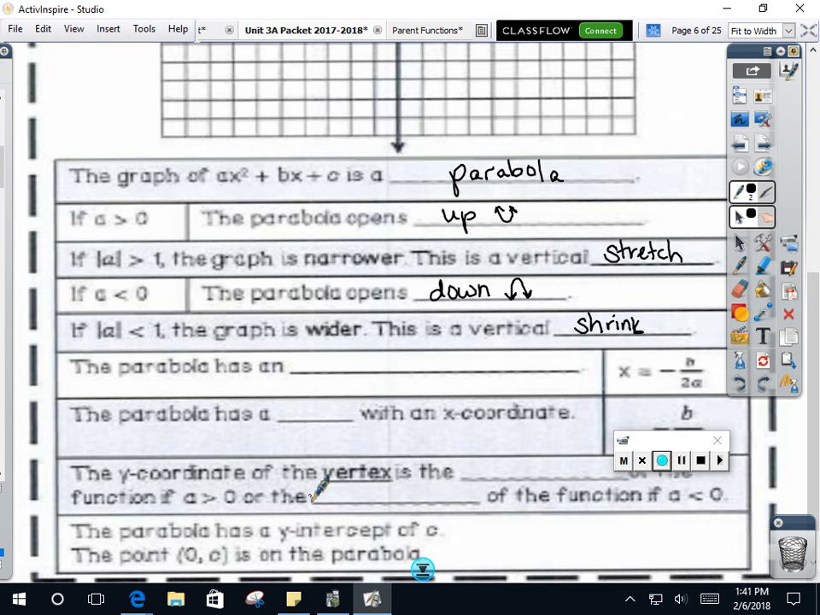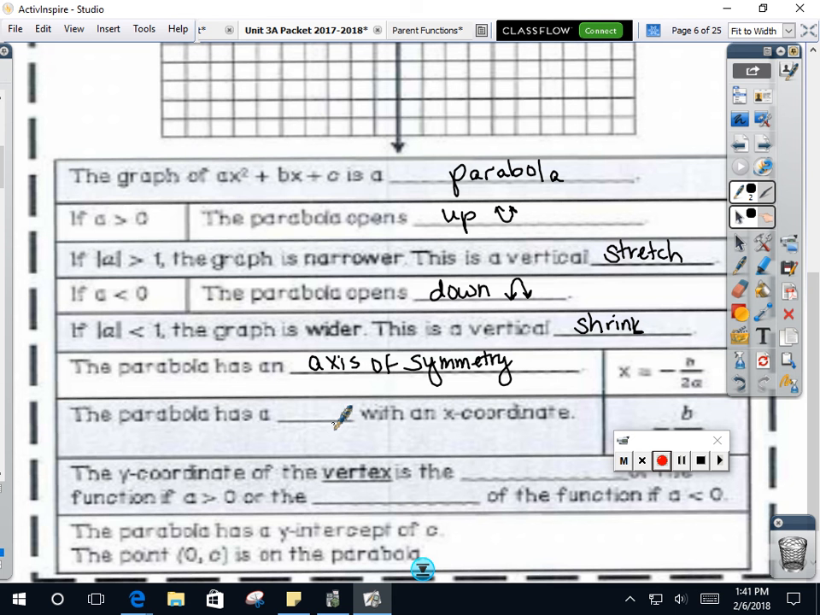The parabola has an axis of symmetry, which is just the line that cuts the parabola in half straight down its vertex. And there is an equation for that, but we're not going to worry about that right now.